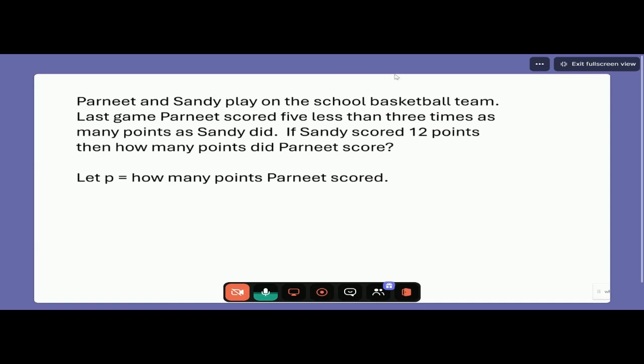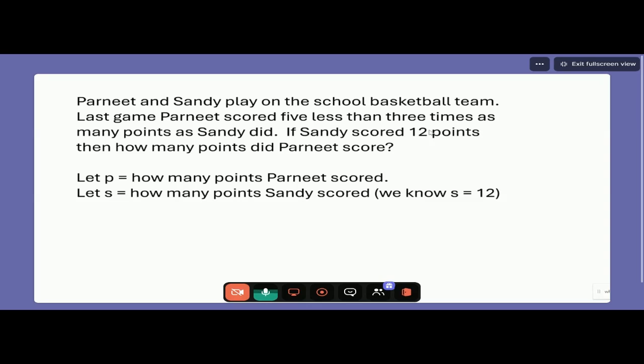We know how many points Sandy scored, but sometimes to build your equation, it still might be helpful to have an S. You don't have to, depending how you approach this, but let's do that in this case just so you can see. We're going to find the comparison between Parneet and Sandy, then we'll just put that 12 in for where the S is because we know how many Sandy scored.